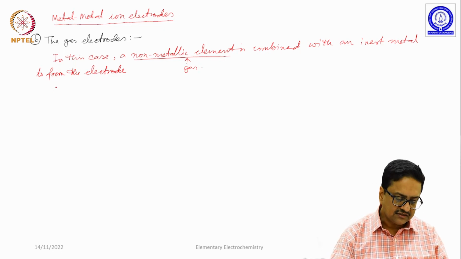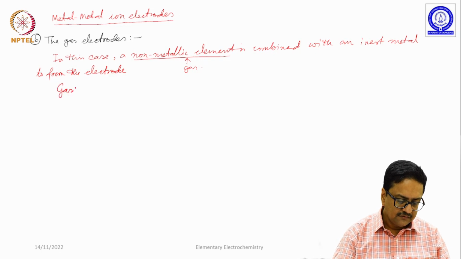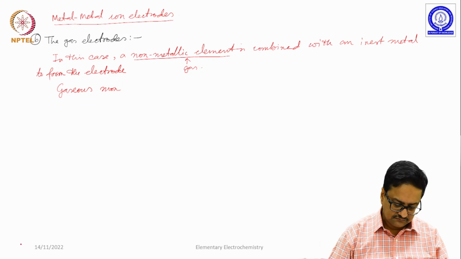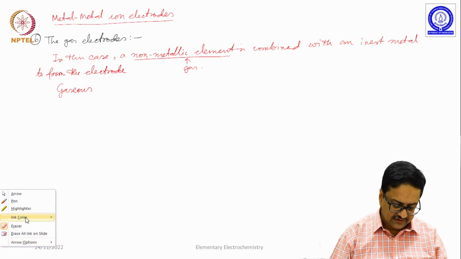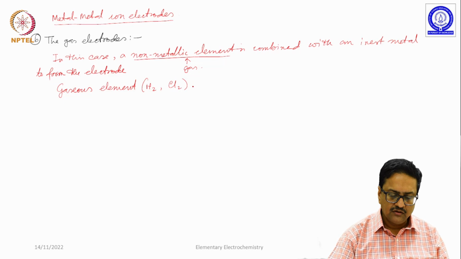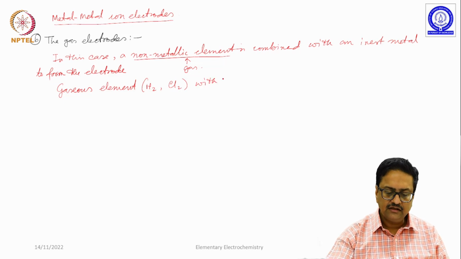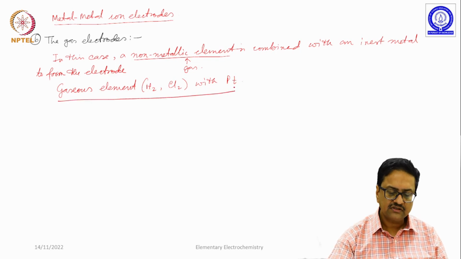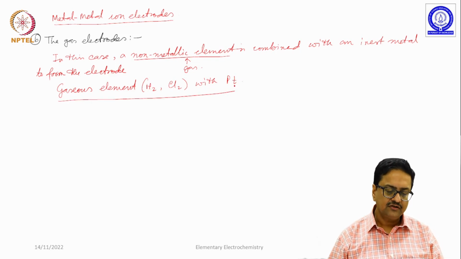This combination of a gaseous non-metal, or a gaseous element like hydrogen, chlorine, etc., with an inert metal like platinum forms a particular electrode which we call the gas electrode.